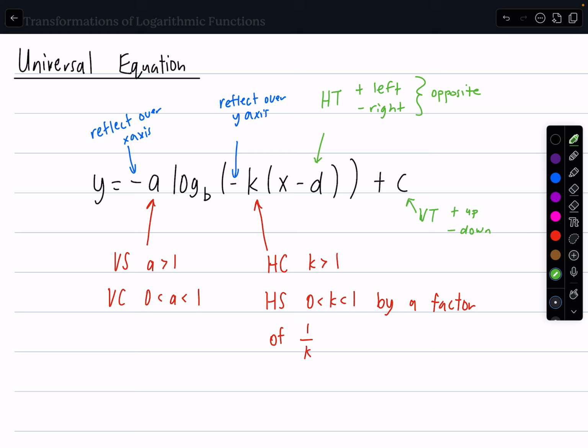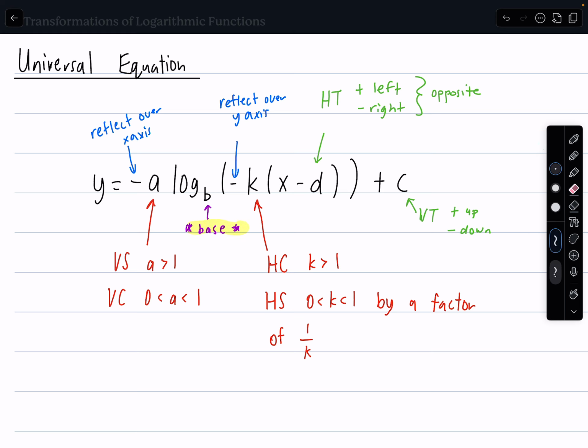Oh, there's another one I forgot. B, which it doesn't really enhance the transformations, but B is just the base of the logarithmic function. So it could be base 10, it could be base 2, 3, 4, it could be base 100. It does not matter. This is the base. The base does not affect the transformations, okay? So I'm just going to put this as a star here so you know that it does not affect the transformations. Just highlight this over here.